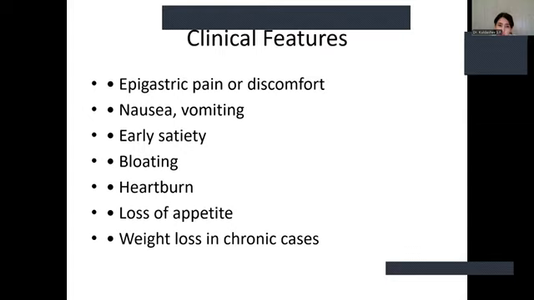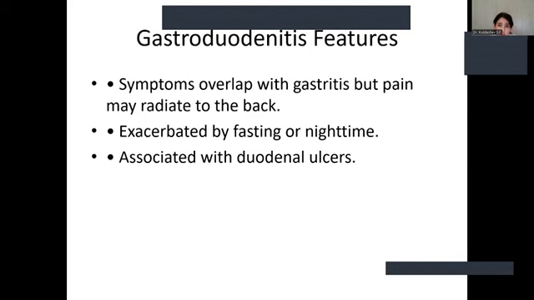Clinical features. The main clinical features of chronic gastritis are epigastric pain or discomfort, nausea, vomiting, early satiety, bloating, heartburn, loss of appetite, and weight loss in chronic cases. Gastroduodenitis features: symptoms overlap with gastritis, but pain may radiate to the back. Also associated with duodenal ulcers.